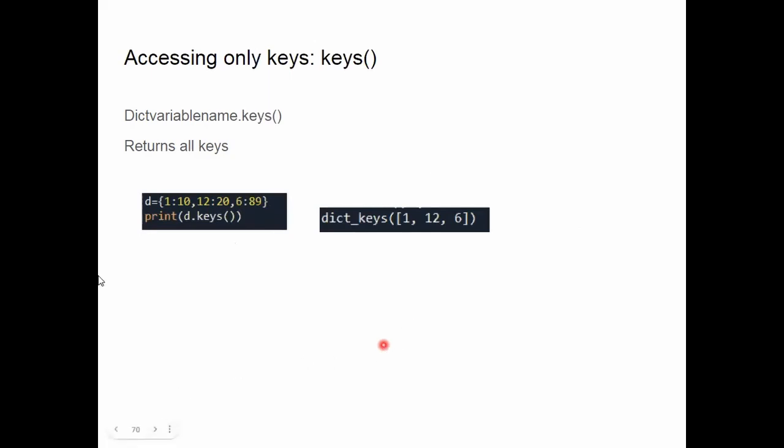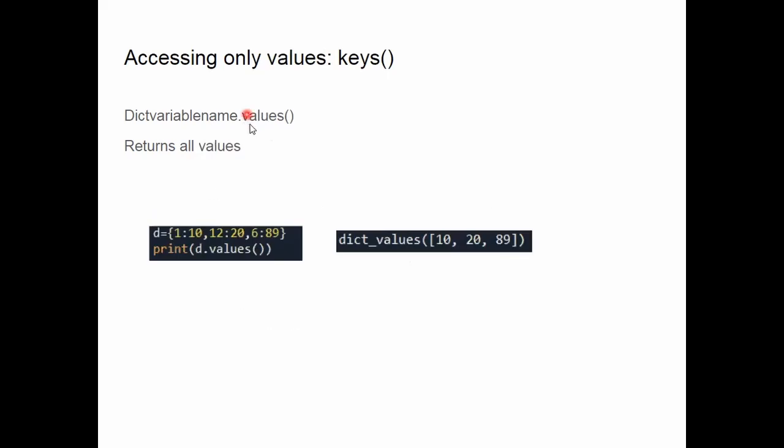Now if you want to display only the keys which are present, that is 1, 12 and 6, I can use a built-in function called keys. The way of writing is dictionary variable name dot keys, and it is going to return all the key values. Now if you want to display only the values, that is 10, 20 and 29, I can use the built-in function values. The method is dictionary variable name dot values, and it is going to return all the values.